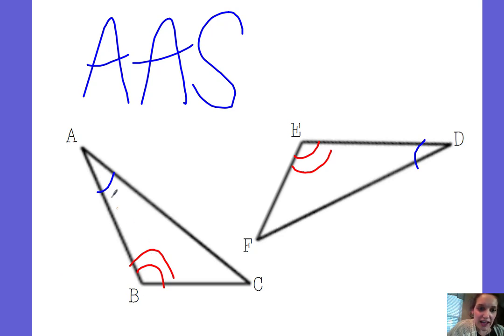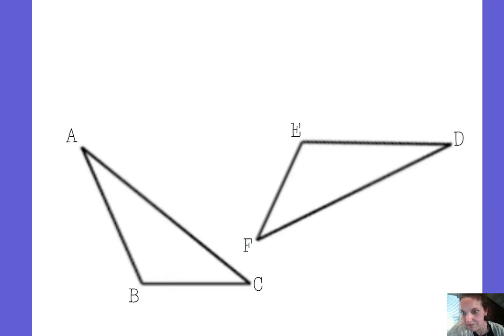Or I could do angle, angle, side this way. So if I knew that AC was congruent to DF, that would work as well. So it can go angle, angle, side, or like we had earlier, angle, angle, side this way. But if I have two pairs of corresponding angles, one pair of corresponding sides, not the included side, one of the other sides, you can use angle, angle, side as your shortcut and say that the two triangles are congruent to each other. That's enough info.